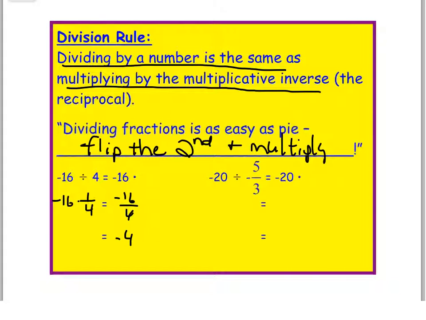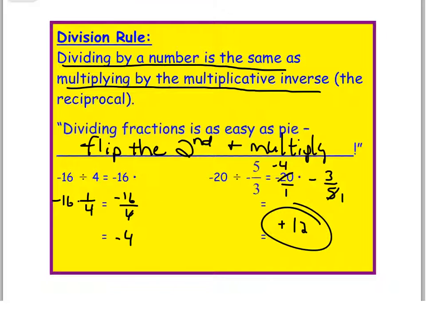Same with a -20 divided by a -5/3. You're going to take the -20 and multiply it by the reciprocal, which would be a -3/5. And you'd add a 1, you know how to do this, and you'd cross reduce. Dividing by 5, you'd end up with a -4 times a -3, which is positive 12, because a negative times a negative is a positive.